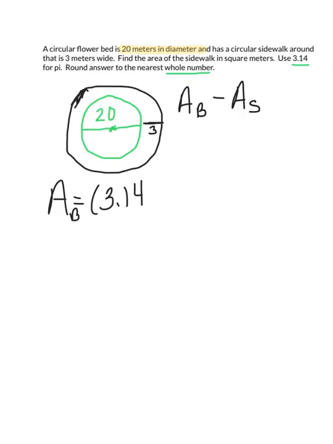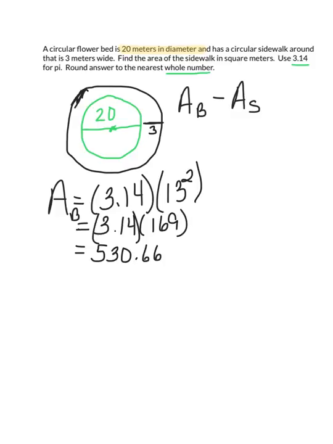And this is my big circle. I put a little b there. So what is the radius of the big circle? Well, from here to here is 20, so here to here must be 10, plus 3 is 13. Therefore, the radius of my big circle is 13. And the formula says I have to square it. So I'm going to use my calculator. I did 13 times 13 and got 169. Then 169 times 3.14 is 530.66 meters squared. So that's the area of the big circle.